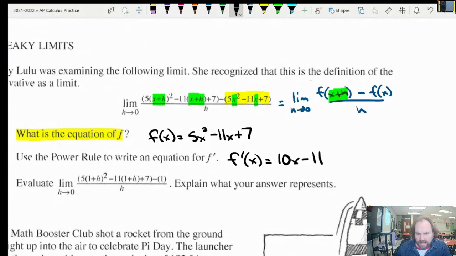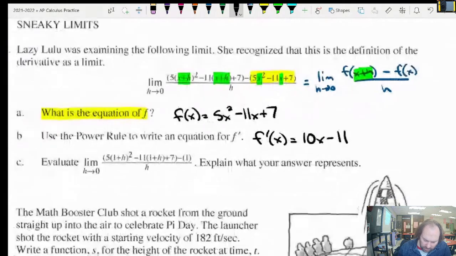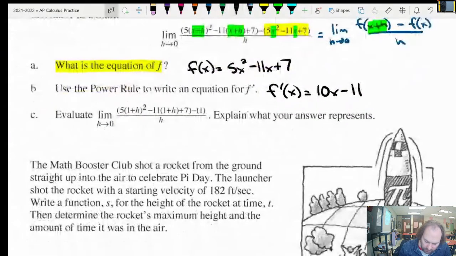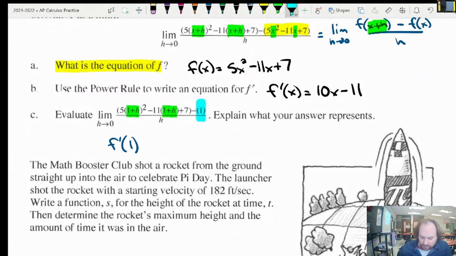That's the derivative. And as far as evaluating this limit, this is another clever question. This is basically asking you, what is f prime of 1? And here's how I know that. Because look, instead of x plus h, you see 1 plus h, 1 plus h. And then a good way to confirm that is to plug 1 into the original function up here and ask yourself, do you get 1 for the answer?